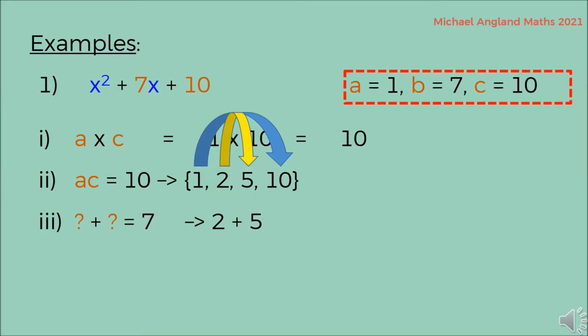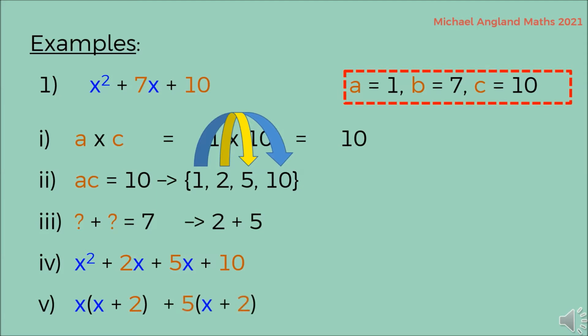So now we can rewrite this quadratic as follows: x squared plus 2x plus 5x plus 10. If we look at this, we'll note that we can factorize the first two terms. x squared plus 2x becomes x into (x plus 2). And from the last two terms, we can remove the 5, plus 5 into (x plus 2). Now the common factor to the first and second term is (x plus 2), so we can remove that, and we have (x plus 2)(x plus 5).